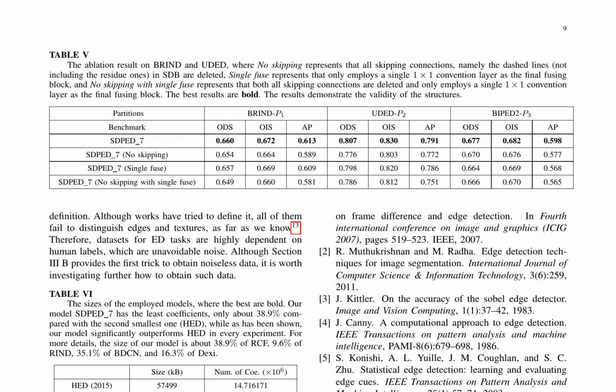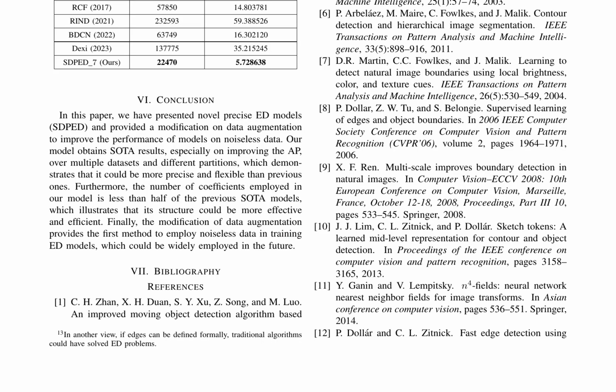Furthermore, the impact of using a single fuse layer is highlighted, showcasing its contribution to the model's success. The definition of edges and textures is also explored, emphasizing the importance of noiseless data in achieving accurate results. The paper presents a detailed analysis of the employed models, including SDPED7, which stands out for its compact architecture with the least coefficients yet outperforms other models significantly.